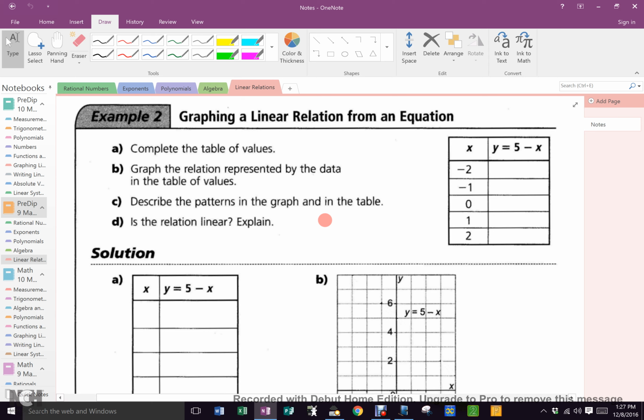So, here we have, instead of cost versus DVDs, or wind speed versus temperature, or percent of oxygen in the air versus altitude, which are all real life situations, we have a math situation. Because all of those three real life situations I just gave you can be modeled with math, because math is used to explain the real world, not the other way around. Okay? Okay. So what do I have here?